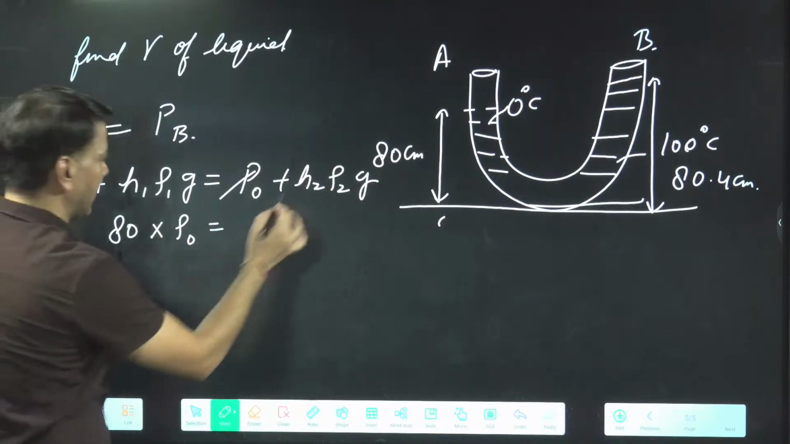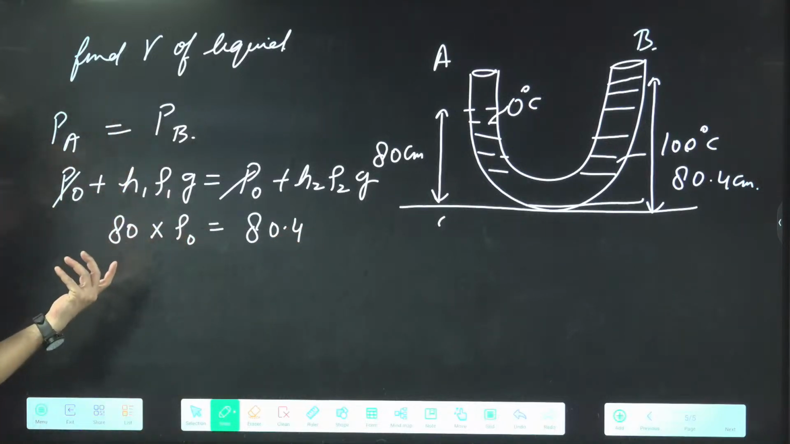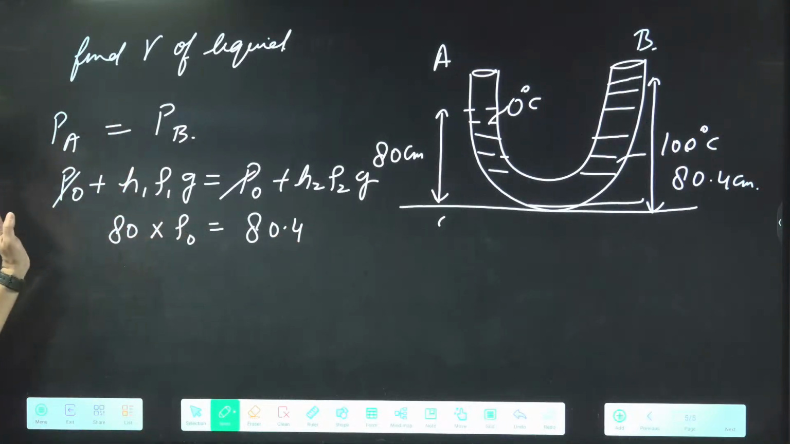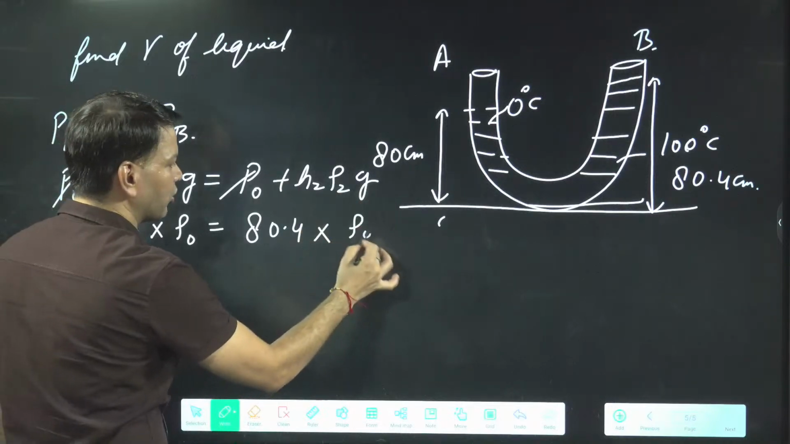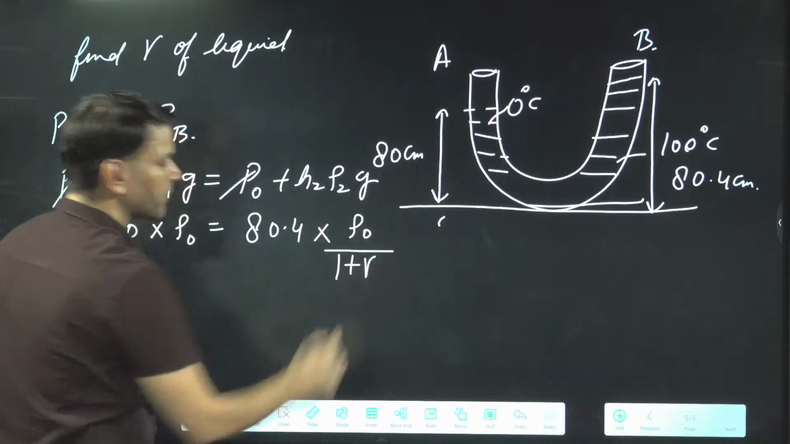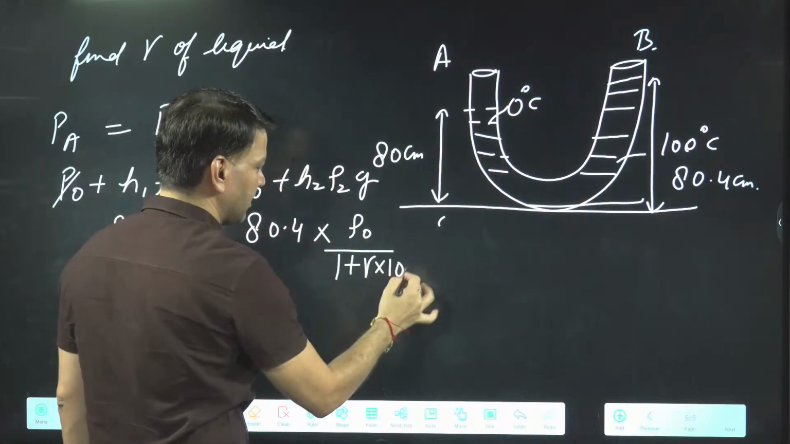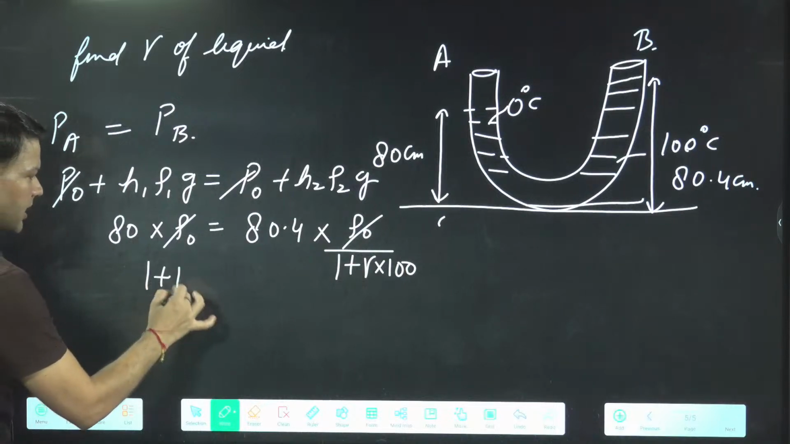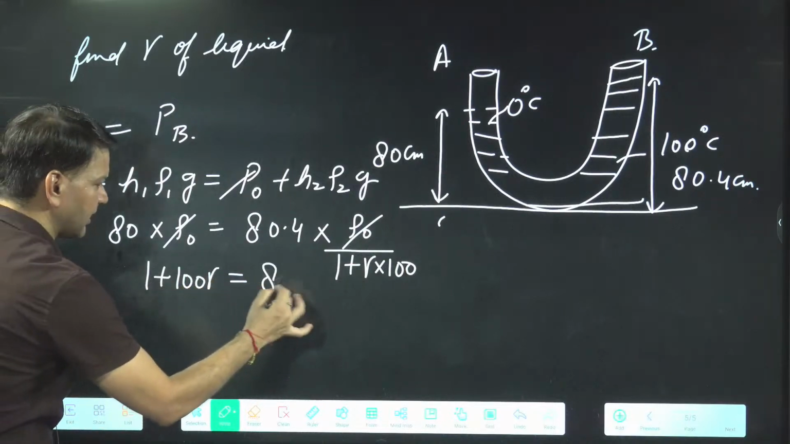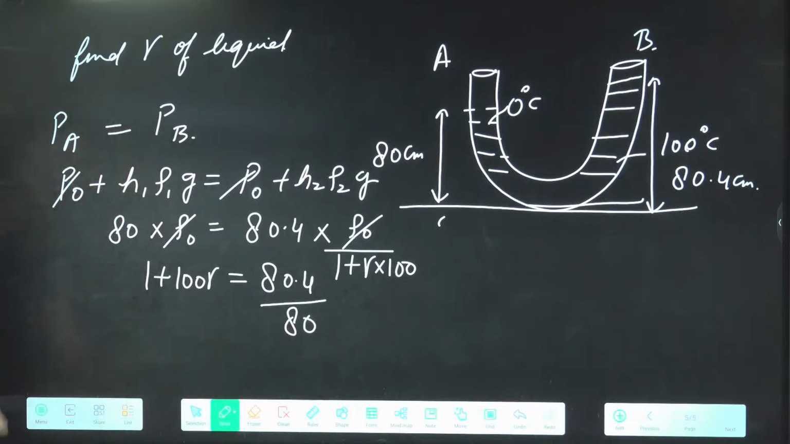That is equal to h2, which I have given as 80.4. Both are in centimeter, so no need to convert units; centimeter will cancel out. And rho 2, what will I write? Rho naught upon 1 plus gamma delta theta. Here 0, here 100, so delta theta is 100. Now rho naught cancels out. So 1 plus 100 gamma is 80.4 by 80. Then from that you can find the value.